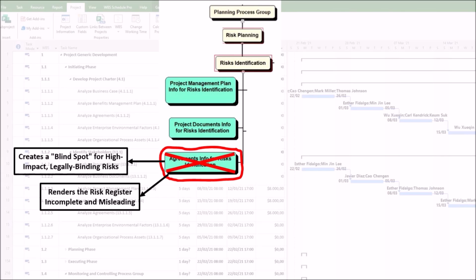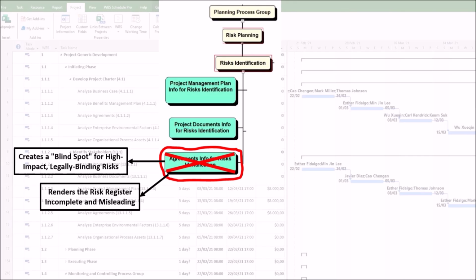2. It renders the risk register incomplete and misleading. The risk register is the primary output of the identify risks process. If it's built on a poor agreements analysis, it's fundamentally flawed, as follows. First, false sense of security. The register looks comprehensive, listing all the technical and operational risks the team could think of. However, the most probable and impactful risks, the contractual ones, are absent. This leads management to believe the project is in better shape than it actually is.